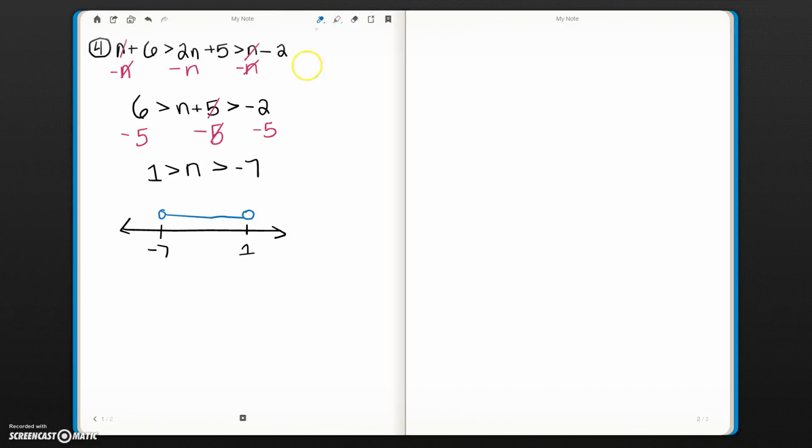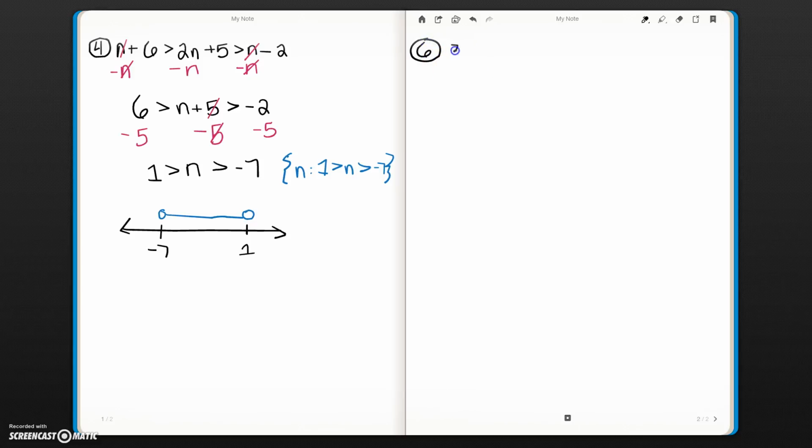Okay, and that's it. So if we wanted to write our solution set here, we could say our solution is n such that n is between negative 7 and 1. Well, that's really all there is to number 4. All right, so number 6. Number 6 is really the most new one.